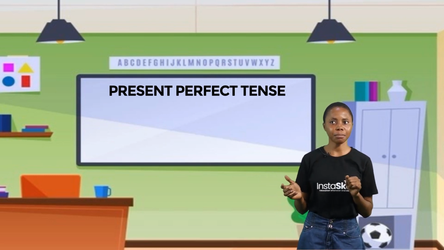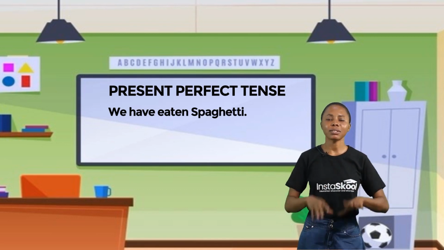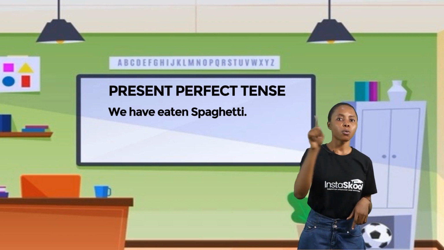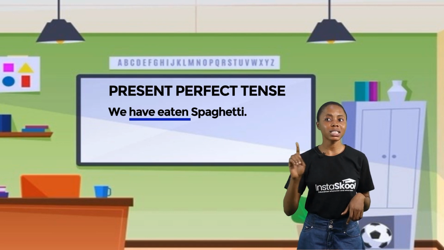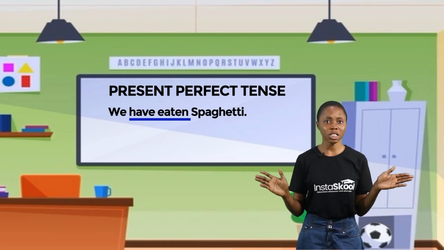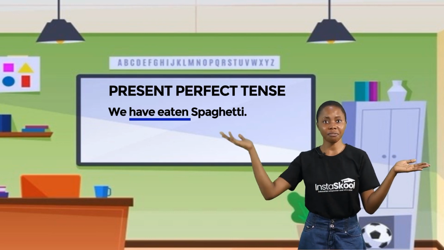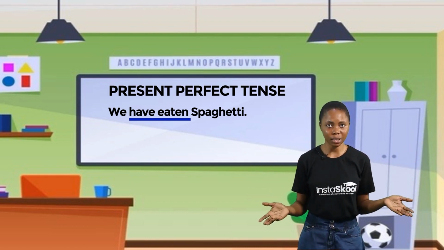Let me give one example. We have eaten the spaghetti. Now, that sentence, we have eaten the spaghetti. The word to highlight there is have eaten. It doesn't tell us if it happened in the morning, in the afternoon, or in the evening. It's just telling us that we have eaten the spaghetti.